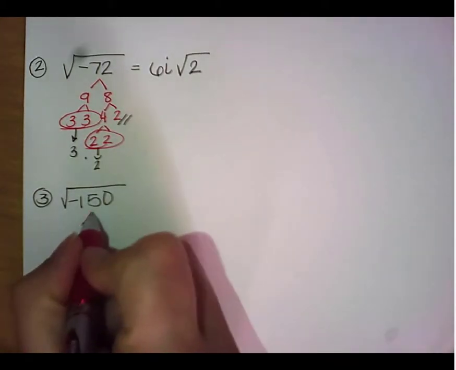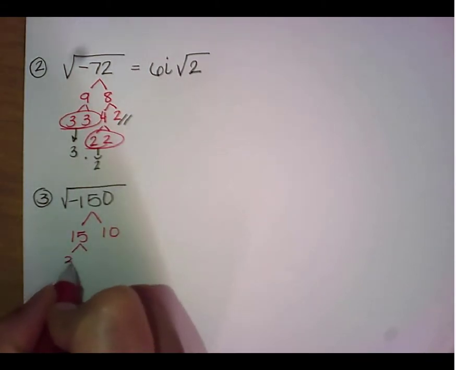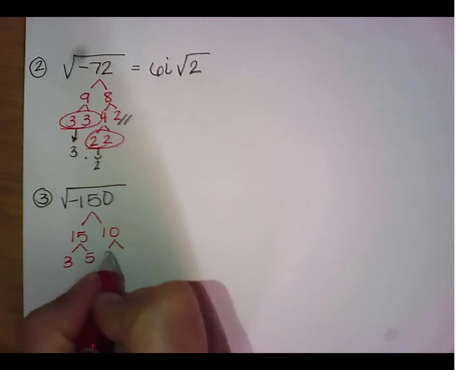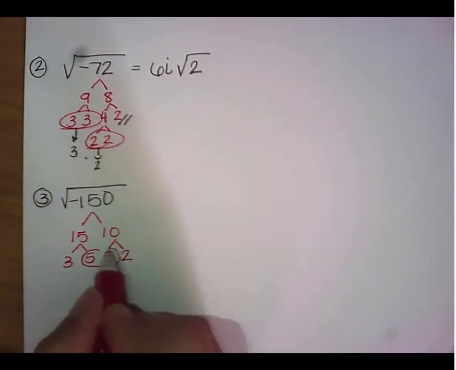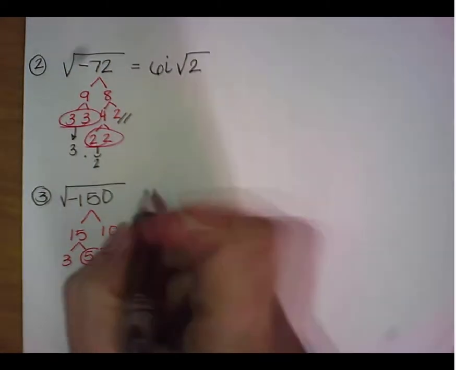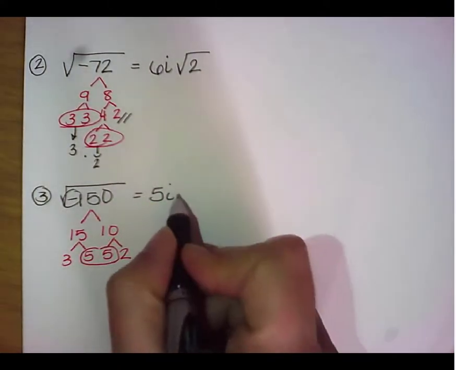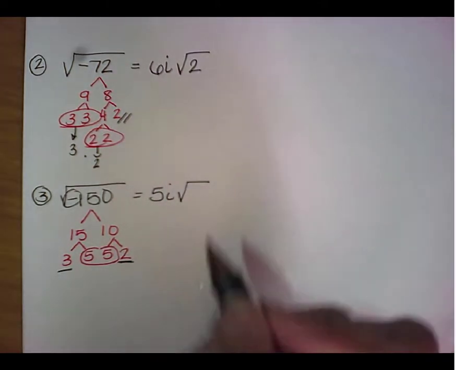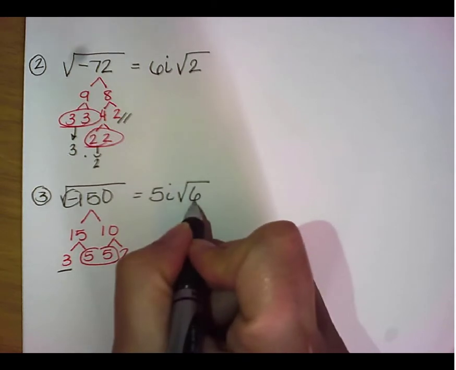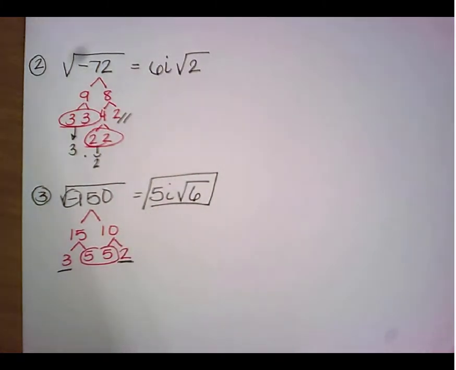So again, breaking it apart, this is 15 times 10. 15 is 3 times 5, and 10 is 5 times 2. So we do have a pair of 5's. So we're going to pull out a 5, as well as that i because of that negative in front here. Square root, and then we have our 3 and our 2 left underneath, so we're going to multiply those back together to get 6. So we have 5i square root of 6. And that would be our answer for the third one.